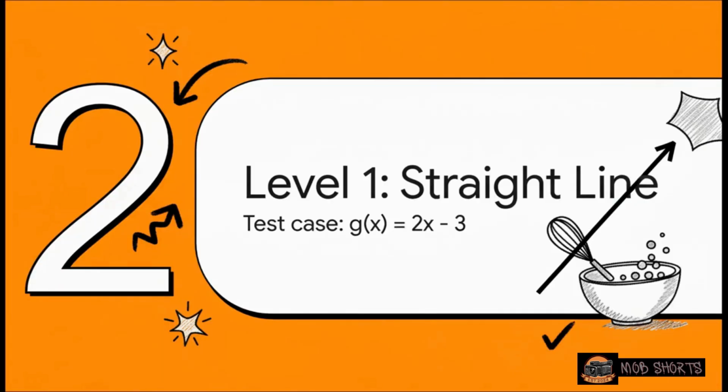All right, let's start at level 1, just to build up some confidence. We're going to test our recipe on a nice, simple straight line, g(x) = 2x - 3. Now, we already know the gradient of this line is 2, right? It says so right there. So if our 6-step recipe is legit, the final answer has to be 2. Let's see if it works.